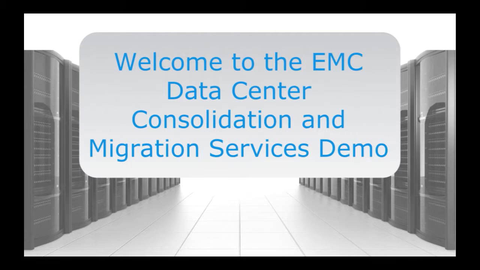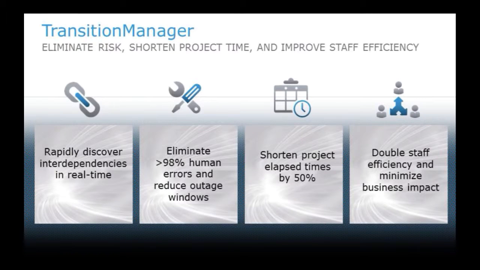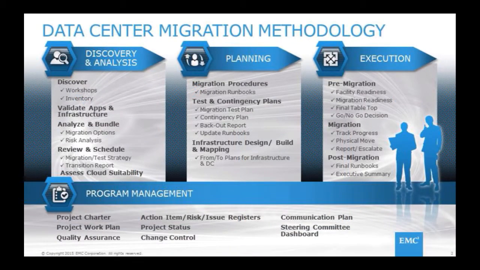I'm going to show you how we utilize automation throughout all phases of data center initiatives to accelerate project timeframes and minimize risk. The automated tool we use is called Transition Manager. This automation tool is used throughout all phases of data center migration initiatives: discovery, analysis, planning, and execution, as well as program management. The integration of this tool into EMC's patented migration methodology enables us to deliver data center consolidation, migration, and modernization engagements in the shortest amount of time, eliminating nearly 98% of human error and with the greatest efficiency. In this demo, you will learn how the tool works and see how it accelerates migrations while minimizing risk.